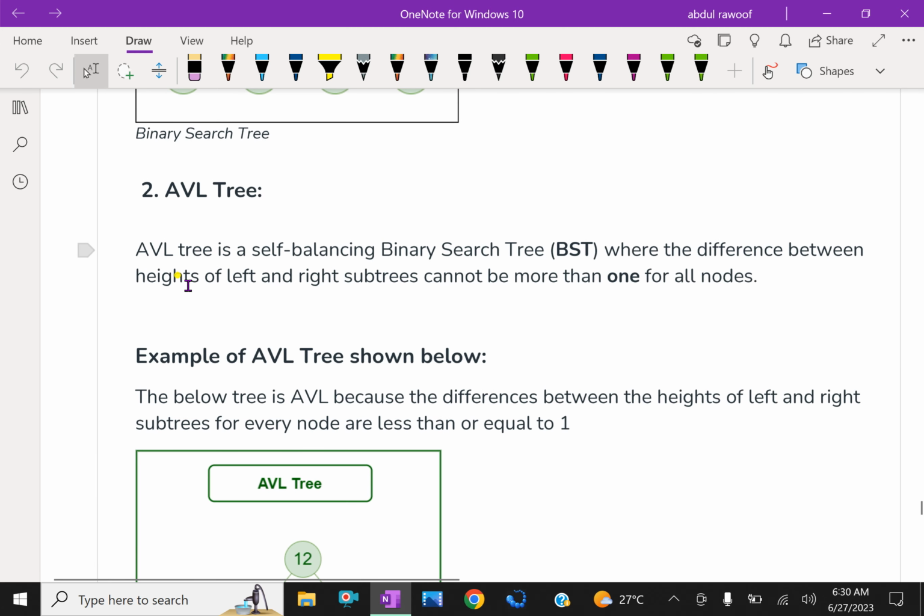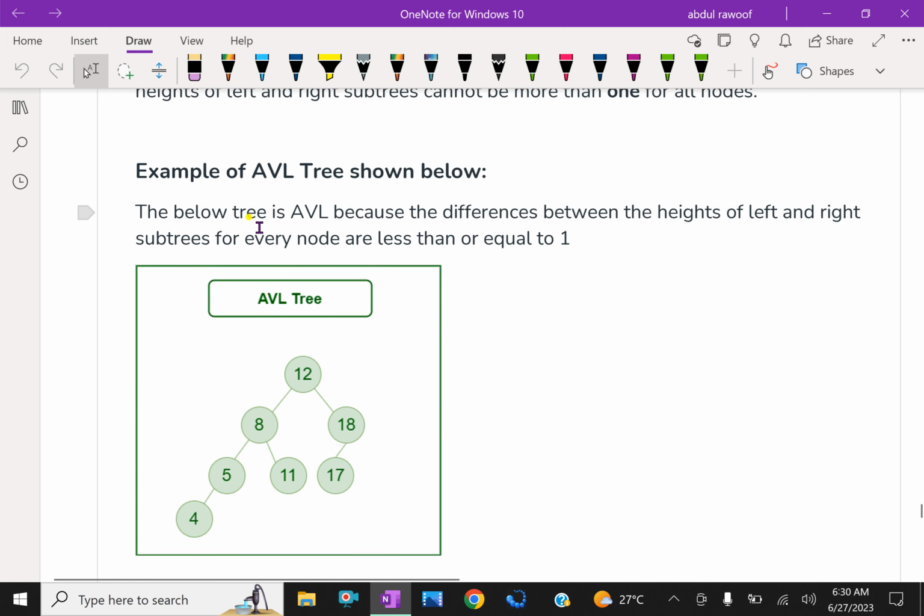AVL tree. An AVL tree is a self-balancing binary search tree, that is BST, where the difference between the heights of the left and right subtrees cannot be more than one for all nodes. Example of an AVL tree shown below. The tree below is AVL because the difference between the heights of left and right subtrees for every node is less than or equal to 1.